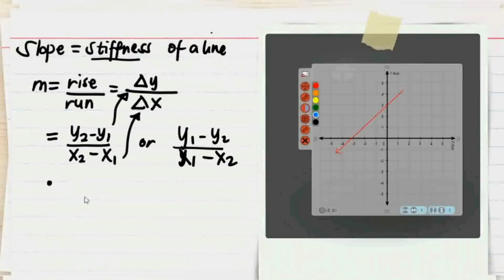Wherein x sub 2 is not equal to x sub 1. Dahil equal values of x sub 2 and x sub 1 will give us undefined slope. Dahil kapag pareho yung values ng x sub 2 and x sub 1, yung difference niya ay magiging 0. 0 as denominator will give us undefined.